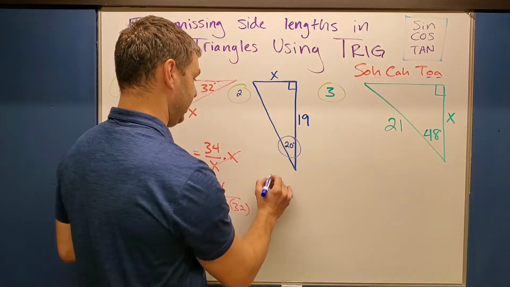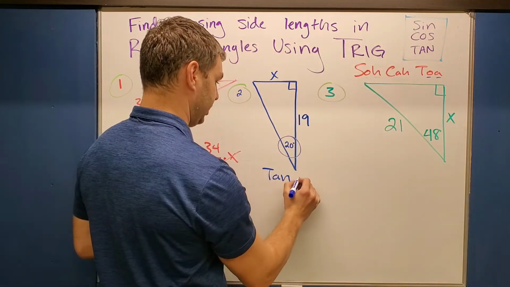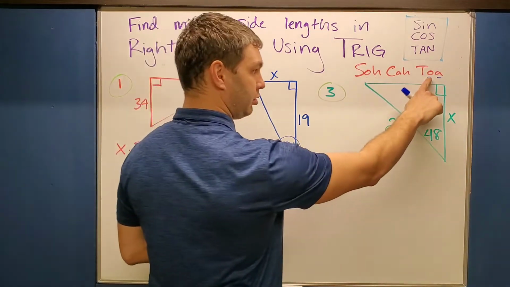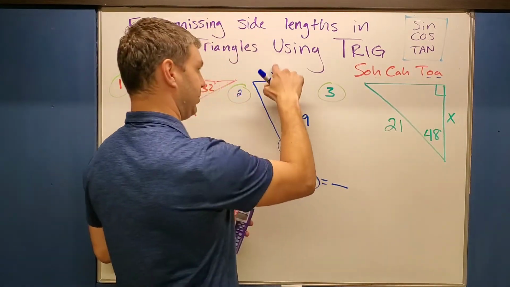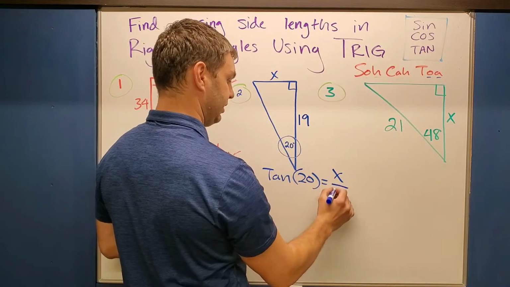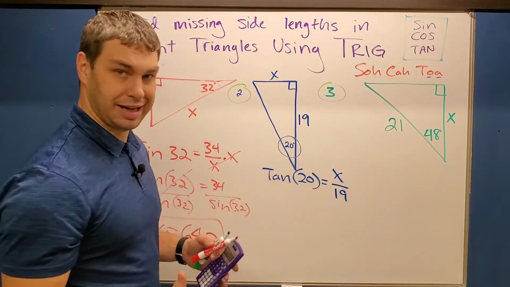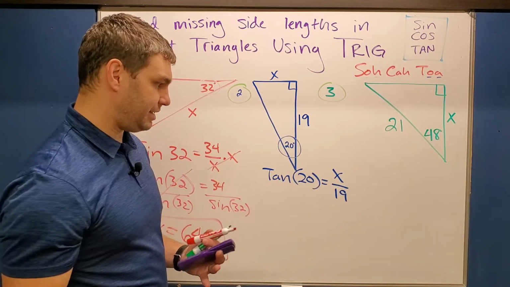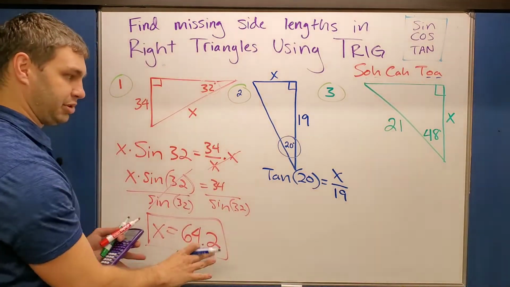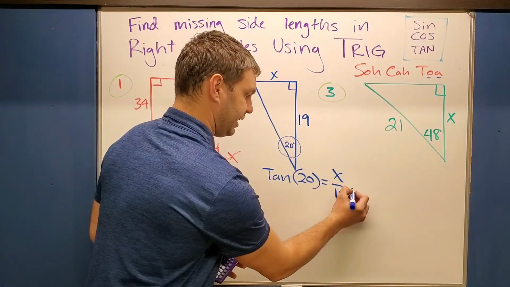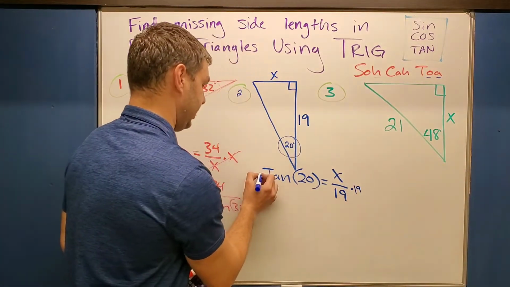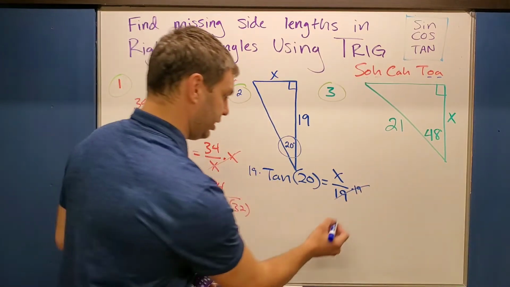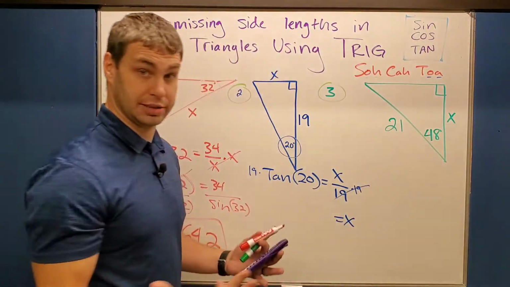All right, so I'm going to do tangent of my angle 20. And again, this is written in the correct order, O over A, or opposite x over the adjacent 19. Whenever your x is in the top and you have a number down here, these ones are a little easier to solve than the one that took a couple steps, because all you have to do to get the x isolated is multiply both sides by the denominator, in this case, 19. So now the 19s cancel, leaving you with just x on that side, which is good, that's what we want.